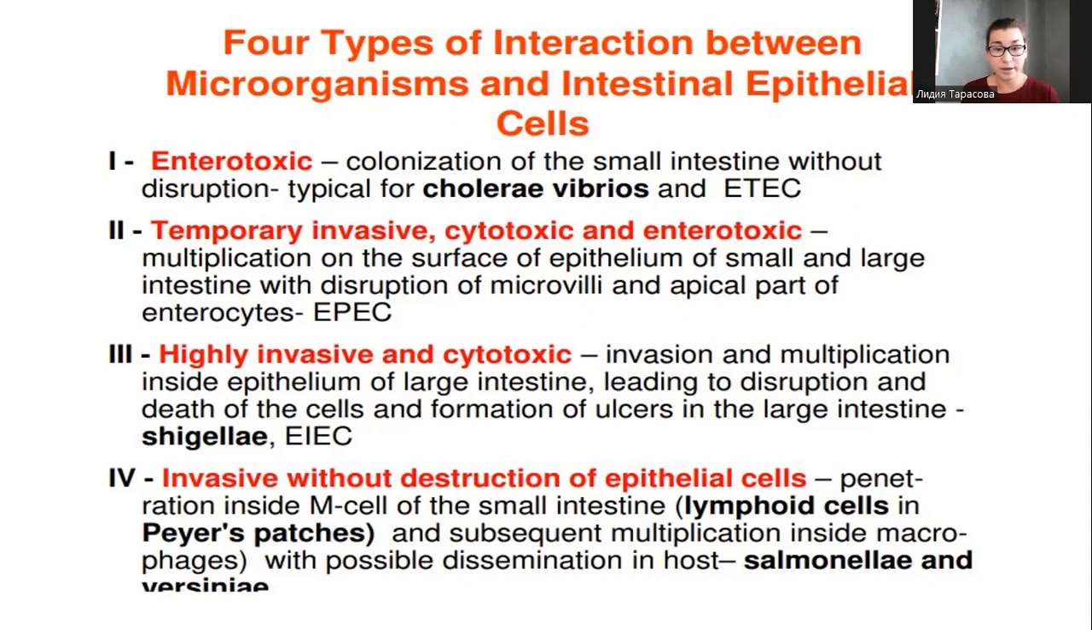The second type is temporary invasive, cytotoxic and enterotoxic: multiplication on the surface of the epithelium of the small and large intestine with disruption of microvilli and the apical part of enterocytes. This type is more common for enteropathogenic Escherichia coli, EPEC. In the pathogenesis of this type, the main role plays multiplication and destroying of microvilli and the pathogenic process on the surface of the epithelium.